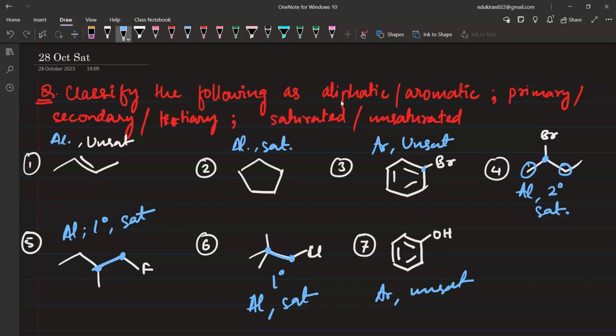Thoda idea lag gaya. Saturated, unsaturated, aliphatic, aromatic, वगैरह. Yes, sir. If you have doubt in any one of these questions, please let me know.